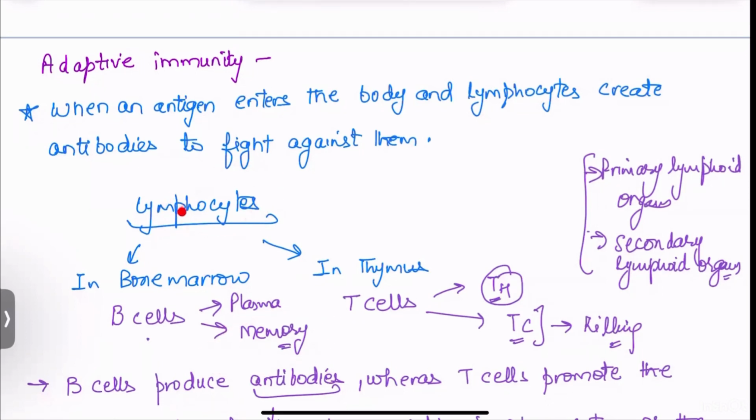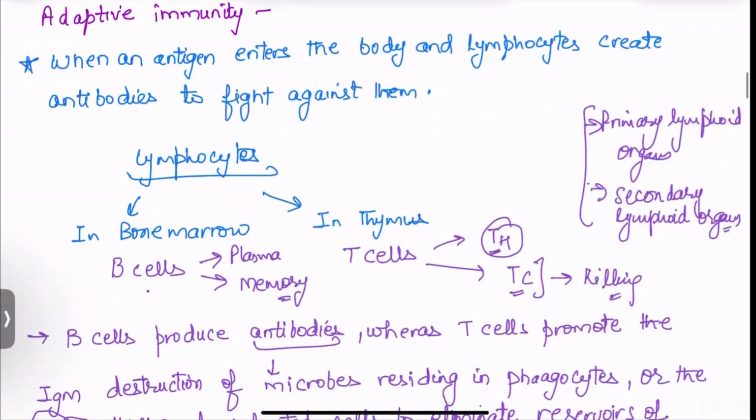Two types of cells of the immune system: B cells, which are secreted in the bone marrow, and T cells, which are also secreted in bone marrow but then transferred to the thymus. Talking about the organs of the immune system, there are two types: primary lymphoid organs and secondary lymphoid organs. Primary lymphoid organs are bone marrow and thymus; secondary lymphoid organs include the spleen, and then we have many others.